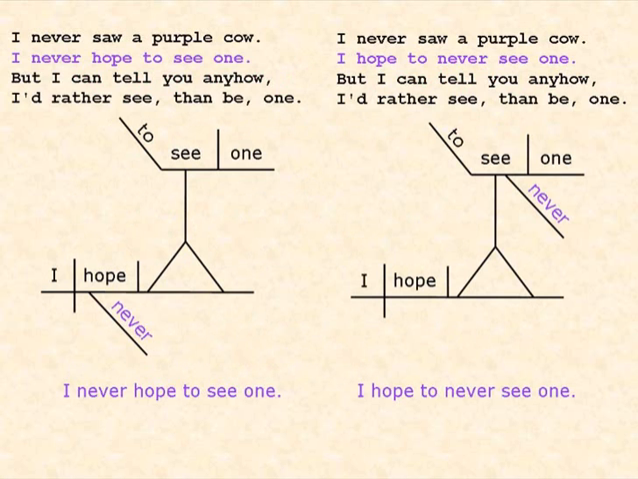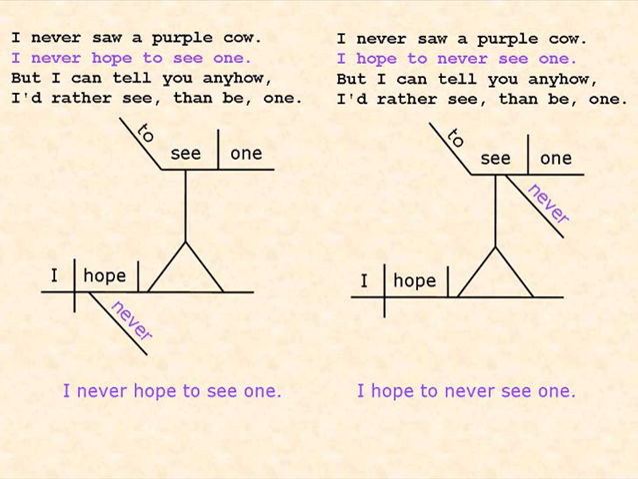Okay, take a look at the first stanza of this poem, "Purple Cow." I never saw a purple cow. I never hoped to see one. But I can tell you anyhow, I'd rather see than be one. And now take a look at the related diagrams of the second line.